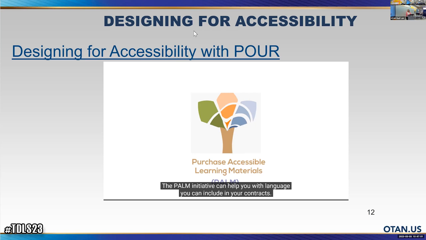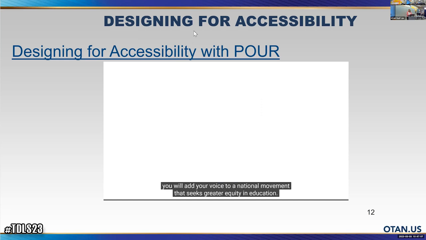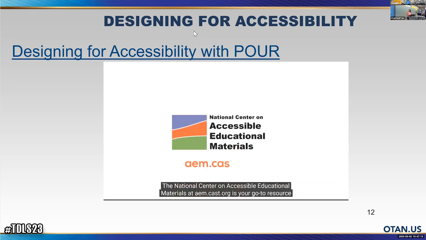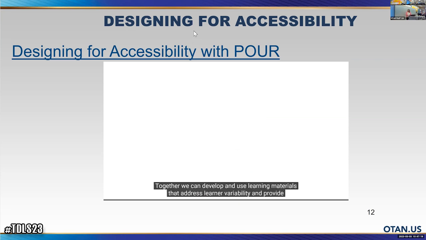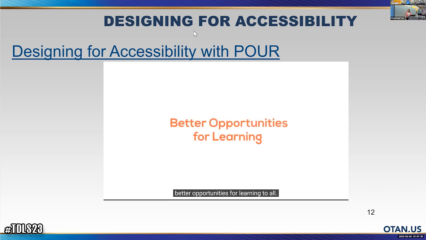The initiative can help you with language you can include in your contracts. By addressing the need for accessibility at the source with developers and publishers, you will add your voice to a national movement that seeks greater equity in education. The National Center on Accessible Educational Materials at aem.cast.org is your go-to resource for technical assistance. Together, we can develop and use learning materials that address learner variability and provide better opportunities for learning to all.